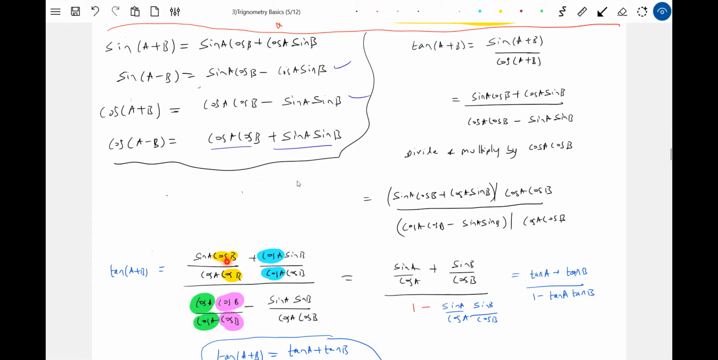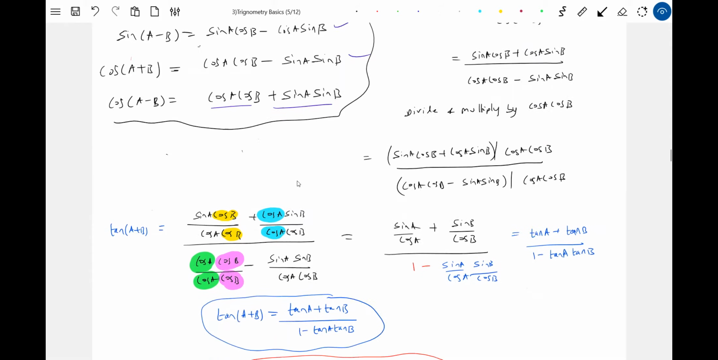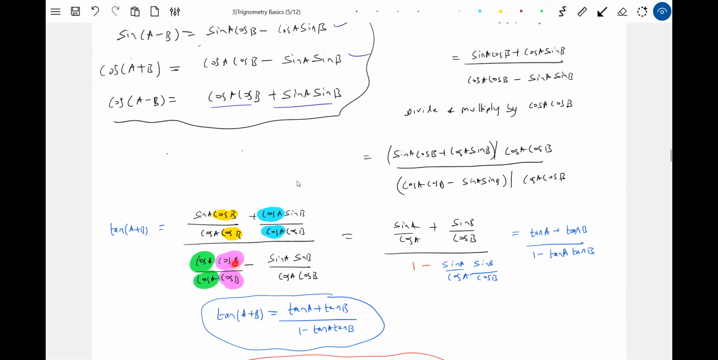Sin A cos B by cos A cos B, cos A sin B by cos A cos B. Similarly, cos A cos B by cos A cos B, sin A sin B by cos A cos B. So these two will cancel out. Cos B cancels, cos A gets cancelled.